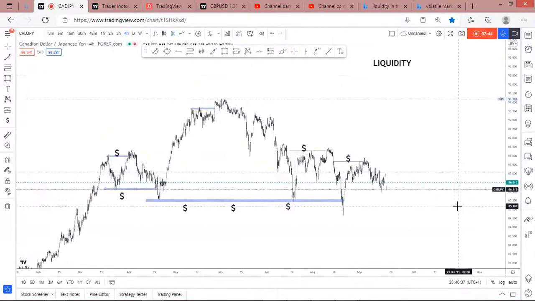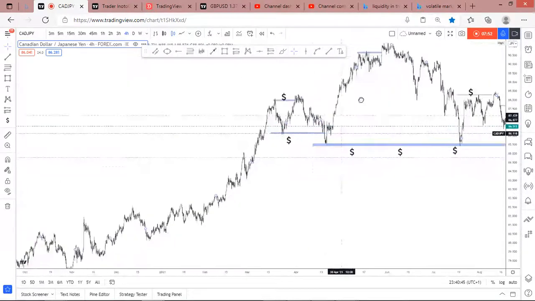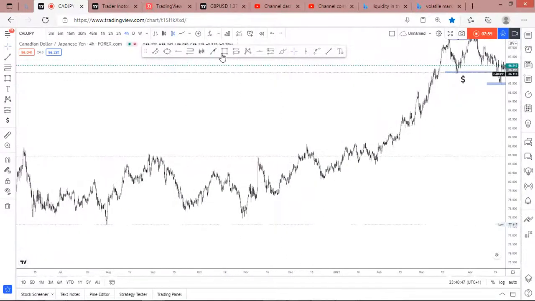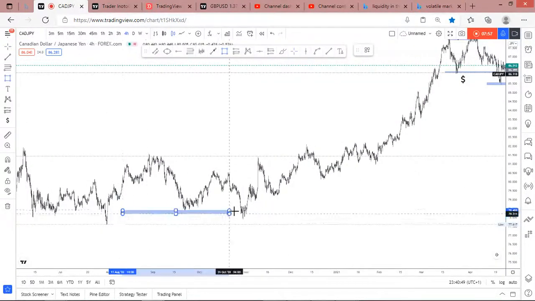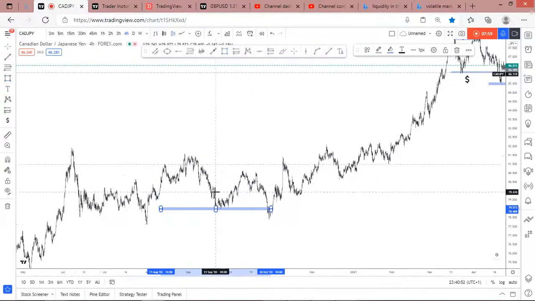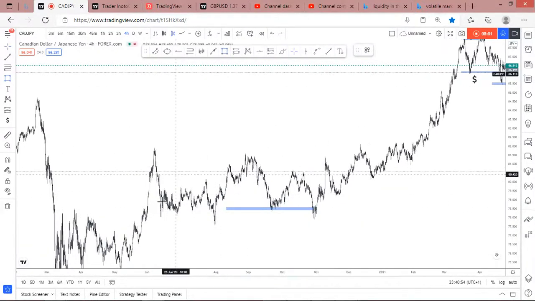So right here on CADJPY, you could see areas where price took out stop losses. If we break down this chart to a smaller time frame, you're going to continue to see how price took out stop losses and still went the direction.